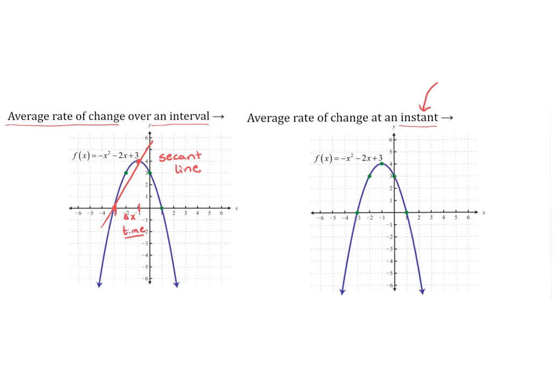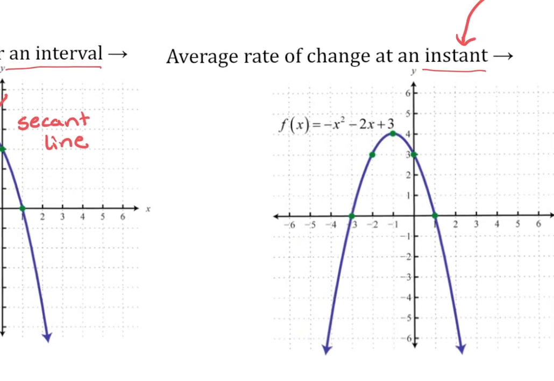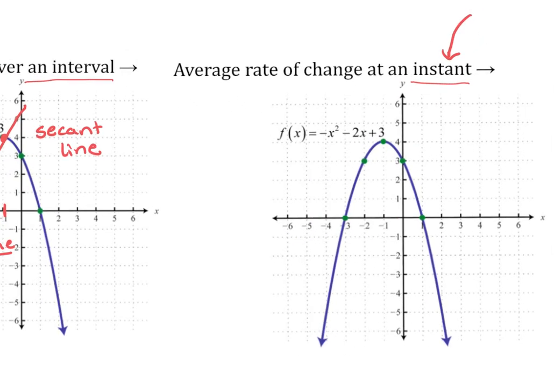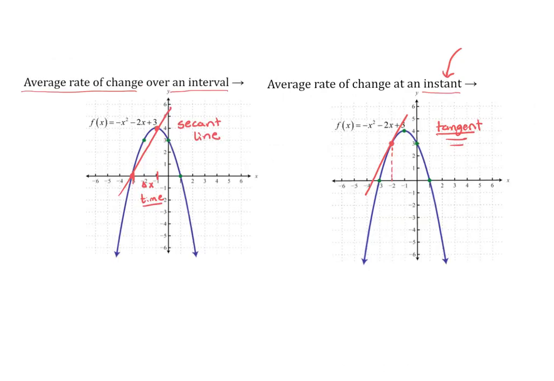But now, this idea of average rate of change at an instant. That would be like, at this exact point, what is the average rate of change at that instant? So it's not over a change in time, it's at that instant. When we draw a line that goes through that point, this is called a tangent line. We will hear this word lots and lots this year. Okay, so let's explore these two concepts a little bit more.